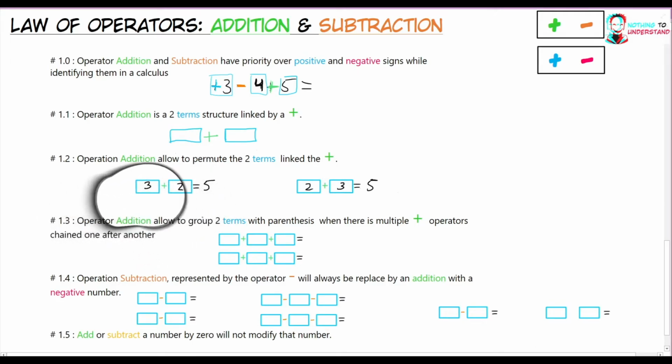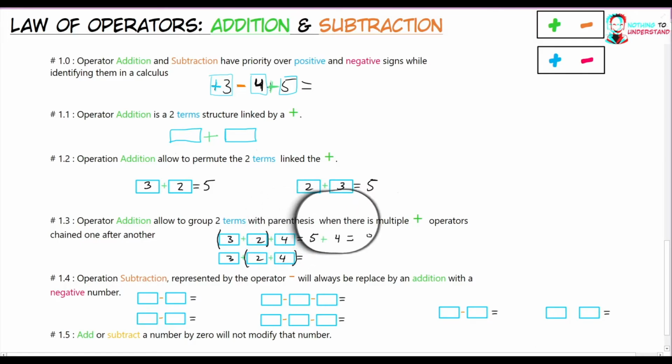So what can I do other than permute the terms with the addition operator? I can group them. So if I do 3 plus 2 plus 4, and I do the same thing below. But in the first case, I will first do these two operators. In the second case, I will do first these two operators. So here I will have 3 plus 2, which is equal to 5. And I will write down what I didn't use, so the plus and the 4. And 5 plus 4 equal 9.